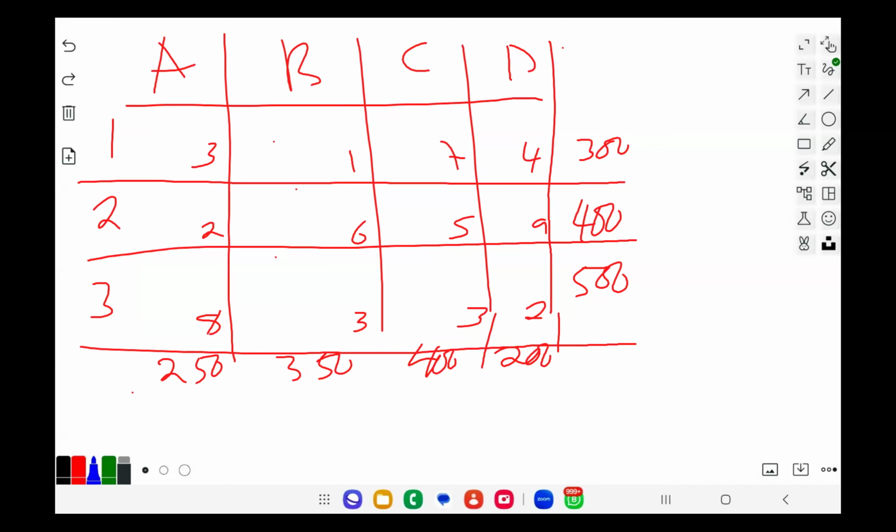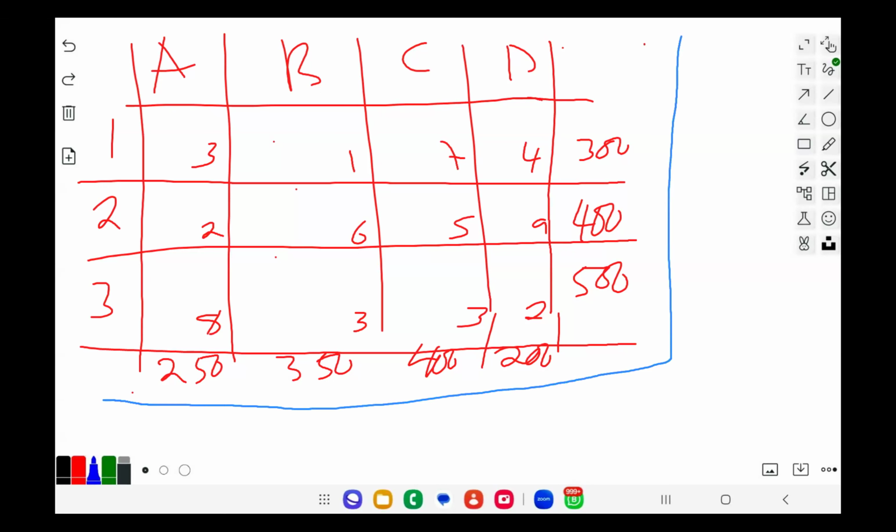So how do you do the VAM method, or the Vogel's approximation method? We do it like this. You go to the minimum cell and the second minimum. Look at the way I'm going to do it. First, I'll draw these lines. Okay, you understand. So let's go.